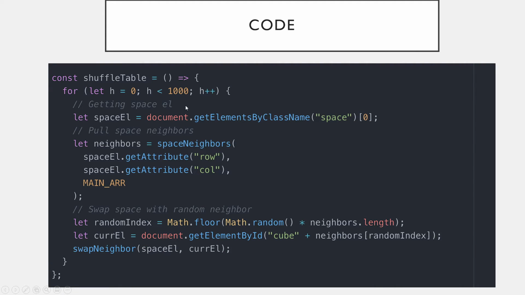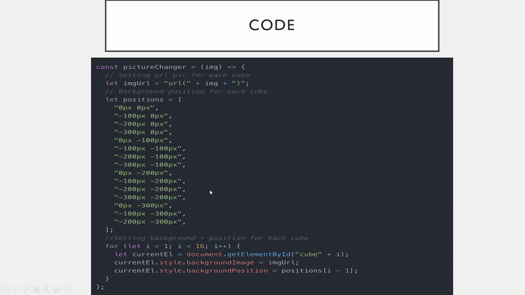This is what shuffles the table. So we first get the space, all the neighbors from the space element, and then from there we pick a random neighbor and swap them. It's in our swap neighbor function. So this is what changes the images for the 4x4 games. I pulled this from the documentation the professor provided, and the function just takes the image location and formats it and takes the position for each cube and puts it in the CSS.